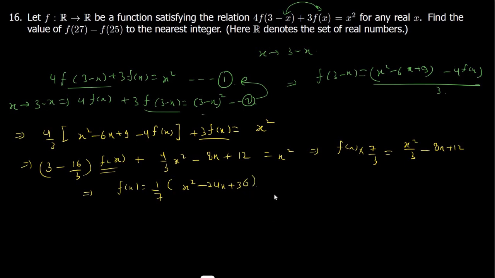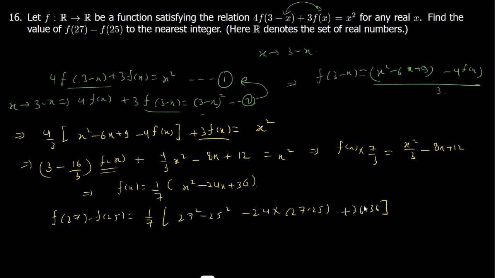Now what we can do is calculate the value of f of 27 minus f of 25, because almost everything is there. So f of 27 minus f of 25 will be 1 7th of (27 square minus 25 square minus 24 times (27 minus 25) plus 36 minus 36). So this will get cancelled. 27 minus 25 is simply 2, and 2 into 24 is 48.